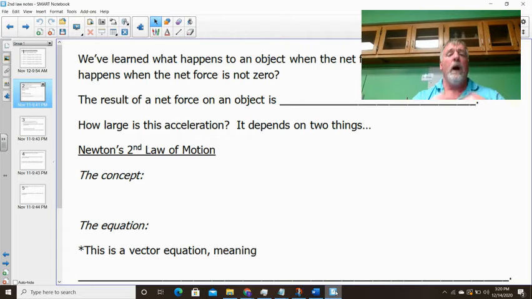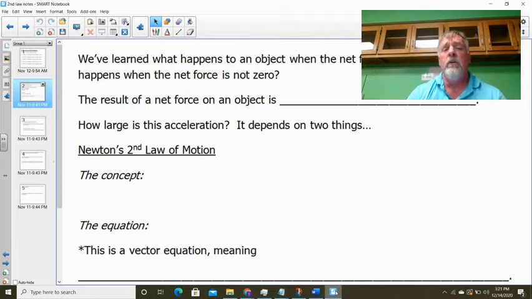So what happens to an object when the net force on it is zero? We learned that from Newton's first law. If there's no net force, it wants to keep moving the way it's moving, either standing still or moving at the same velocity with the same magnitude and same direction. But what happens if the force is not zero? Even last week, we were working with force table problems and balancing the forces. We made sure the calculated forces were equal and opposite to balance everything out, so there was no net force.